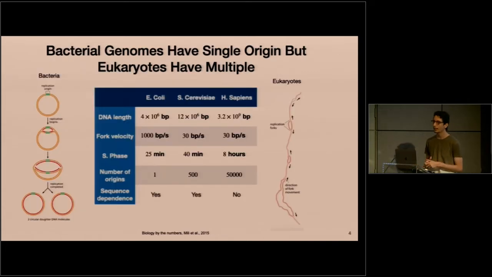In bacteria, we have a single origin of replication. However, in eukaryotes, there are multiple replication origins because of their longer genome lengths and smaller fork velocity. And also, in bacteria and brewer's yeast, we can see that there's a sequence dependence for the origins of replication. However, in human, no sequence dependence has been observed in this process.